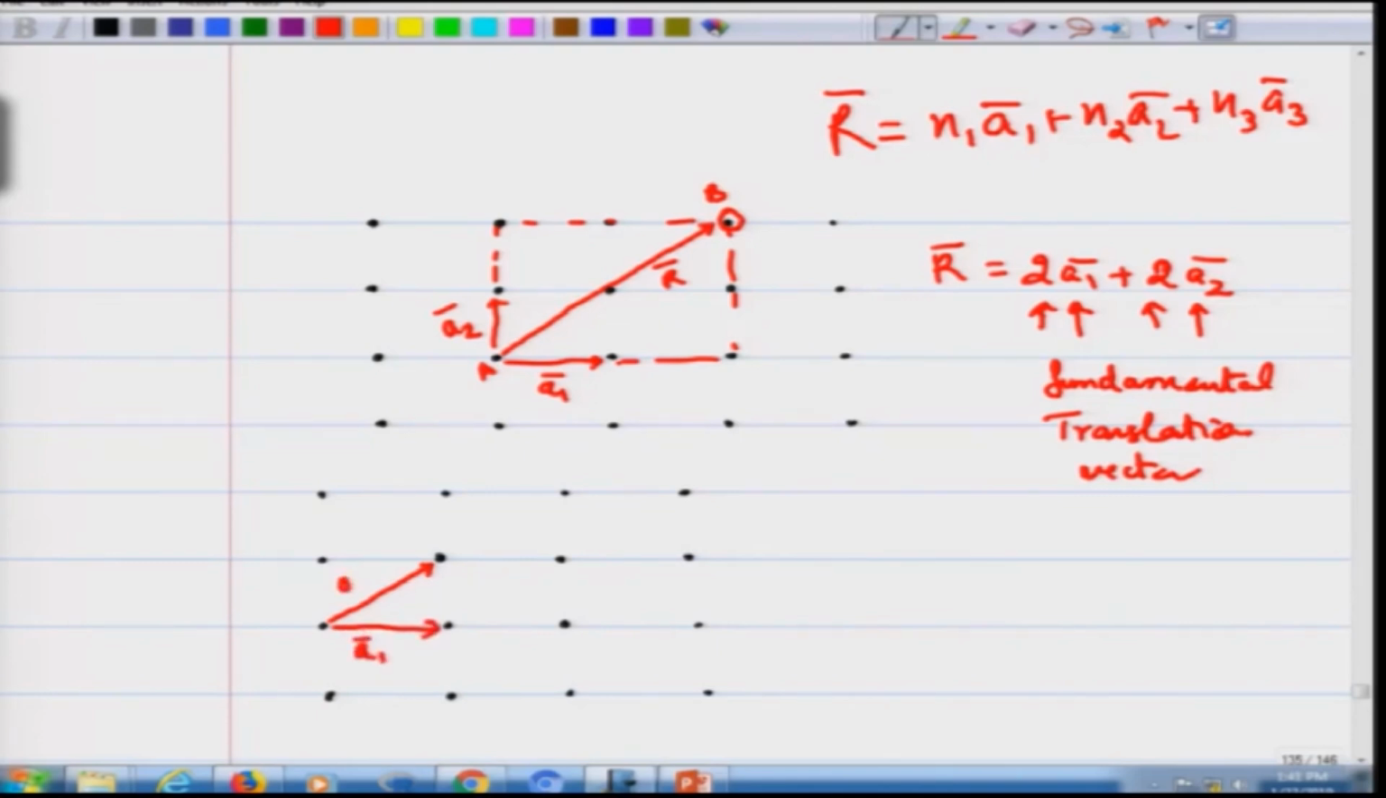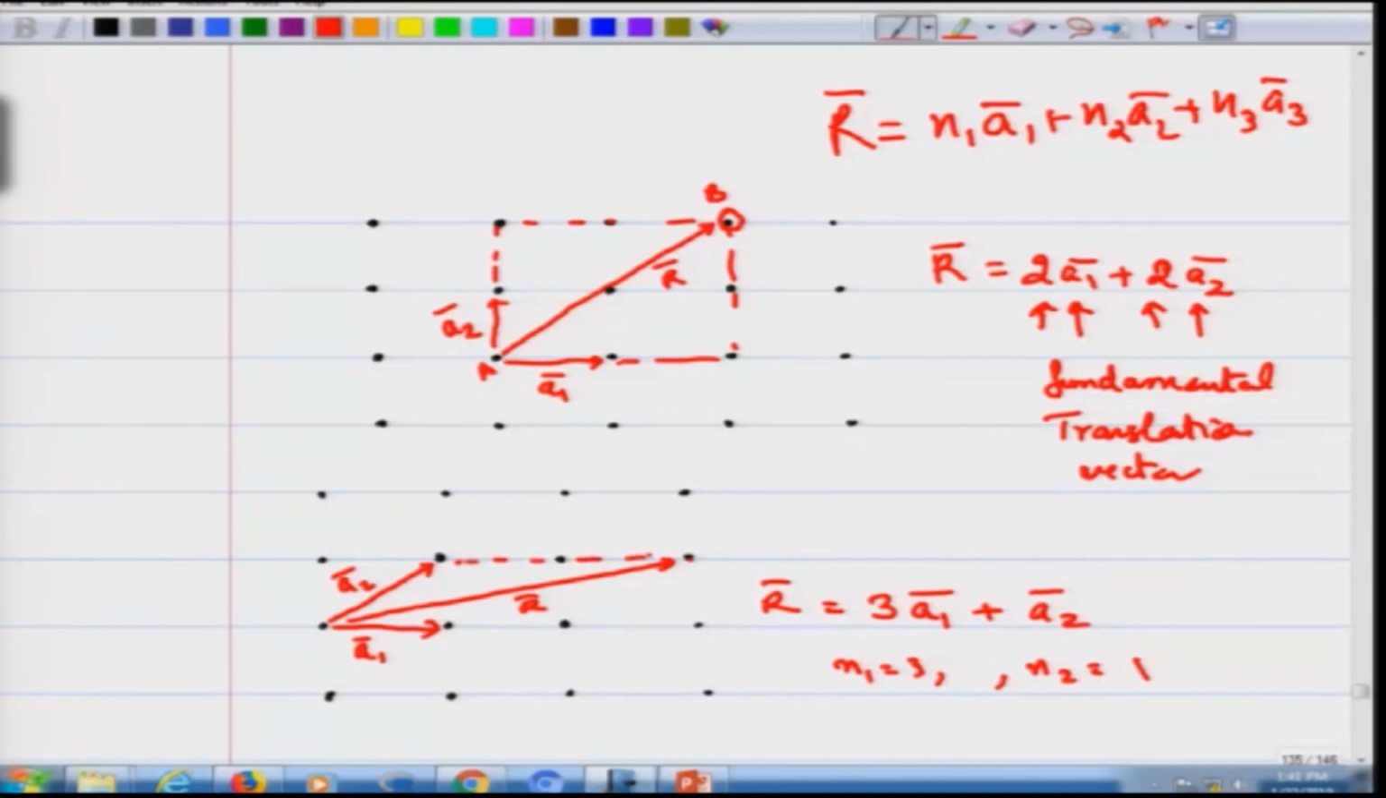So, this is my a1 vector and this is my a2 vector, and then from this point I can move to any other point in the lattice by choosing combinations of a1 and a2. For example, if I want to move from this point to this point here in the lattice, my r vector which will join these will be thrice a1 plus a2. So, n1 is equal to 3, an integer, and n2 is equal to 1. So, I can move from any point in the lattice to any other point using these a1 and a2.